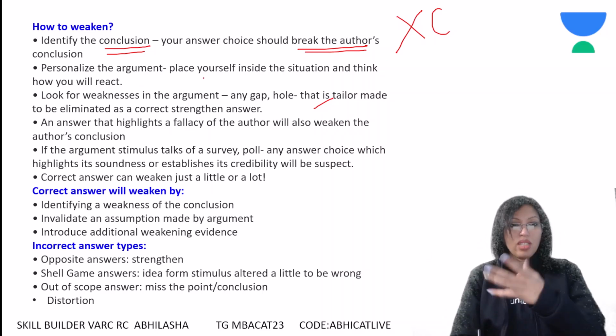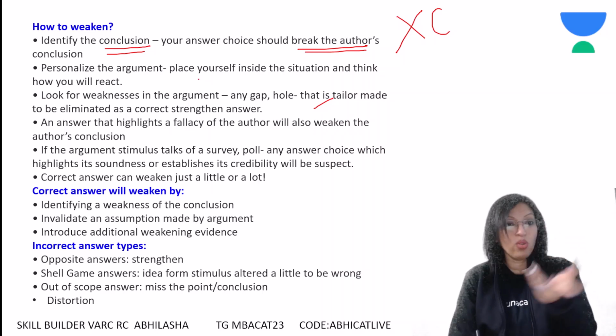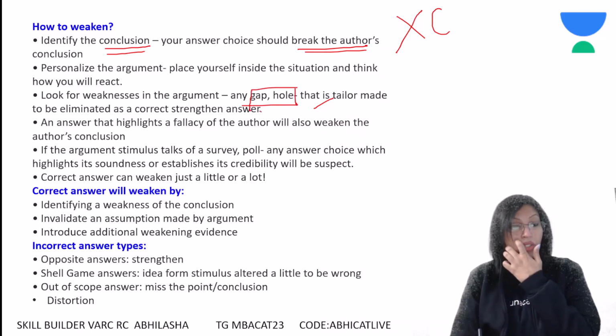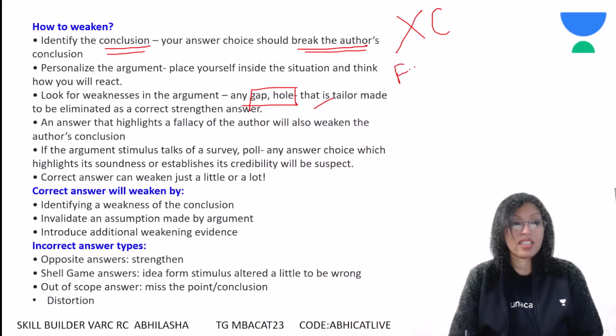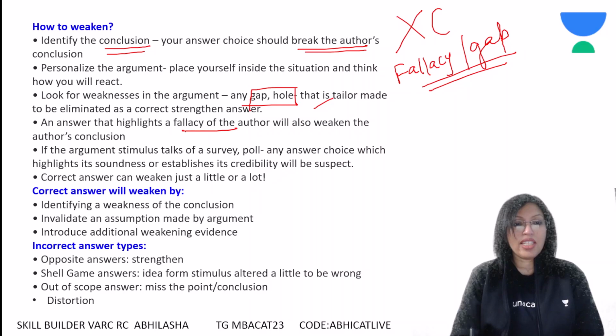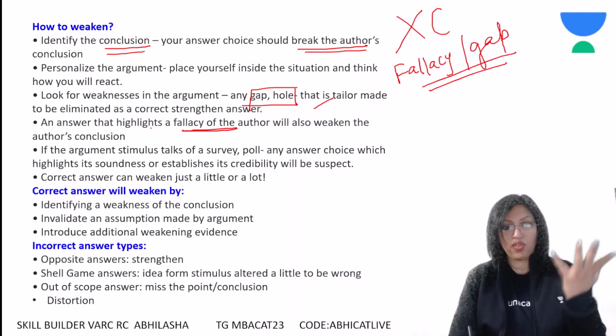Personalize the argument, place yourself inside the situation and think how you are going to react. Look for the weaknesses in the argument, any gap or hole. Okay, eliminate those fallacies. Any gap, any fallacy in the argument is the one that you will try and spot. That's the one that will weaken it. An answer that highlights a fallacy of the author will also weaken his conclusion. So spot the fallacy. If you can spot the fallacy, you've got it.